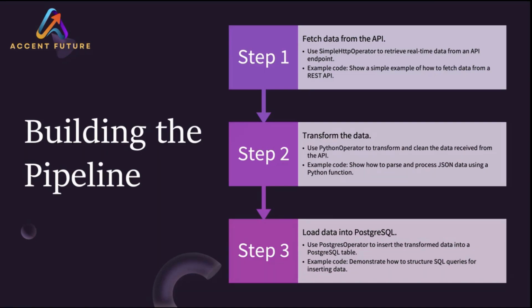Now let's see the steps. What are the steps in our demo? Step one, we're going to fetch data from the API. And on step two, we are going to transform the data using the Python operator. And step three, we're going to load our data into Postgres. So this is the agenda today, the flow of our workshop, the hands-on.